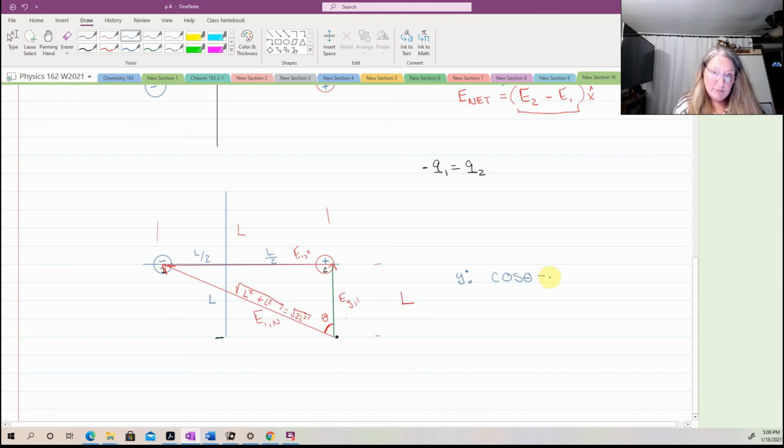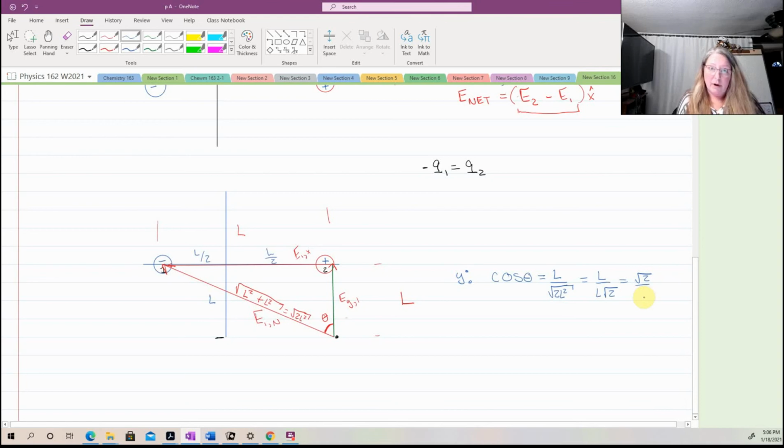Well, I know the proportions. Cosine of theta, well, this length is L, equals L over hypotenuse. Well, the hypotenuse is the square root of 2L squared. And as I just said, we can simplify that. I can pull the L out. Square root of L squared is just L. So I'll get L over L root 2. Simplify even more and rationalize the denominator, and I get root 2 over 2.